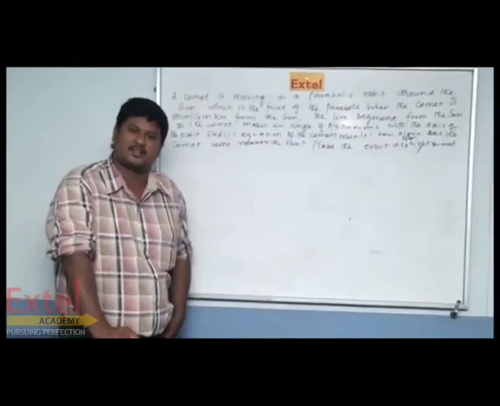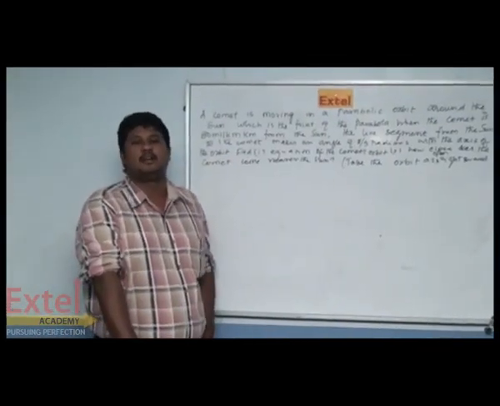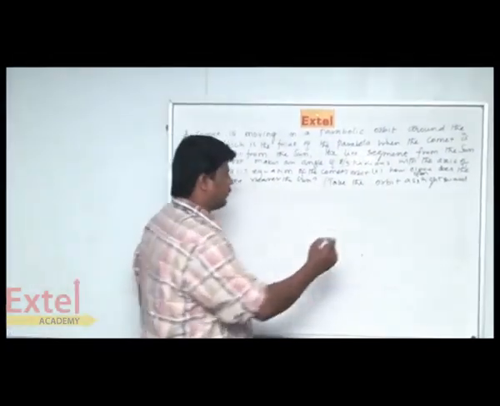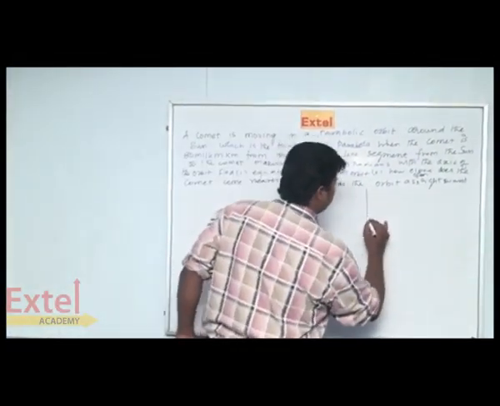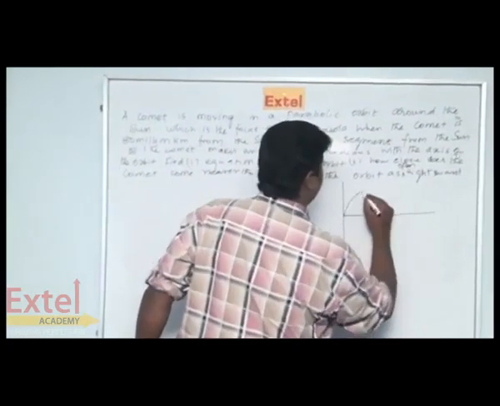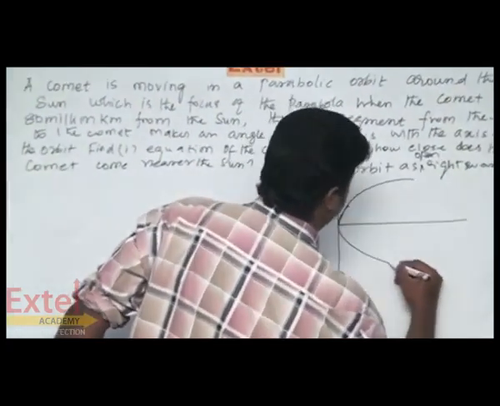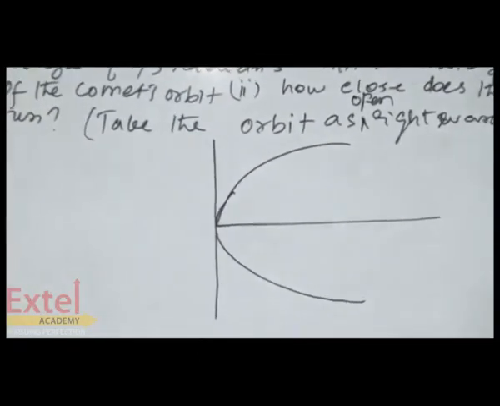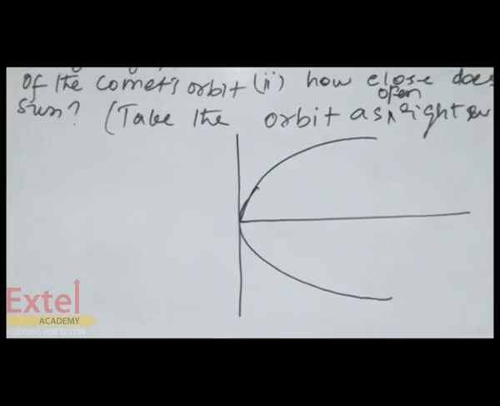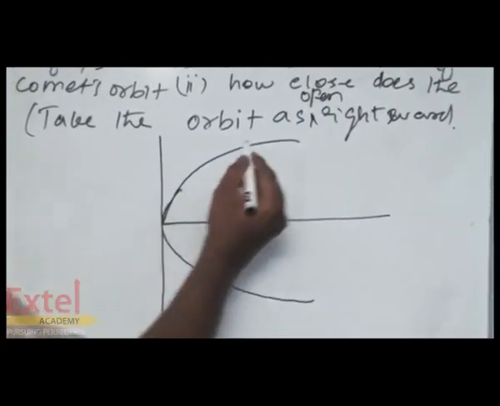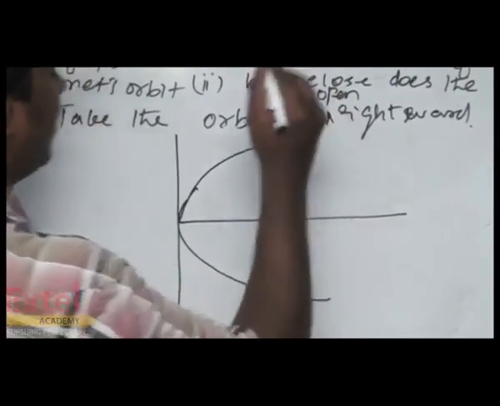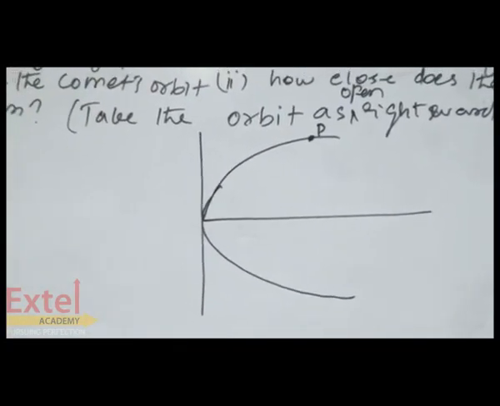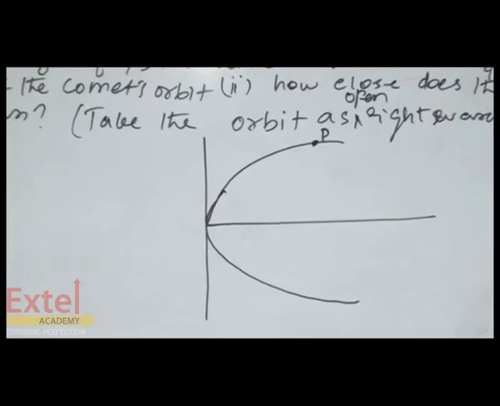See, in this problem it is clearly mentioned that the parabola is open rightward. Therefore we can draw the diagram as the general form of the parabola. This is the parabola open rightward. It is given that a comet is moving in a parabolic orbit. So let P be the position of the comet.